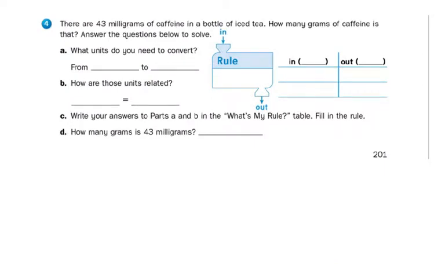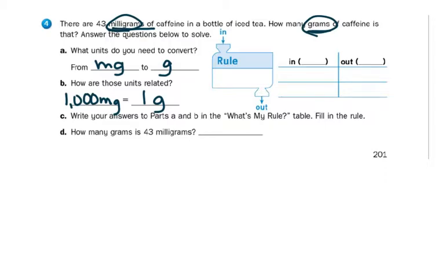Number 4. There are 43 milligrams of caffeine in a bottle of iced tea. How many grams of caffeine is that? Answer the question below to solve. So, what units do you need to convert? Milligrams to grams. From milligrams to grams. How are these units related? Well, 1,000 milligrams is equal to 1 gram.